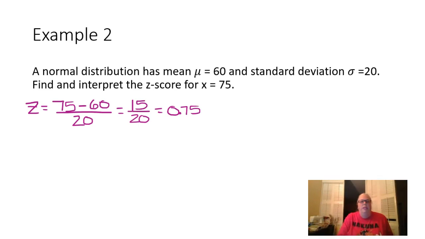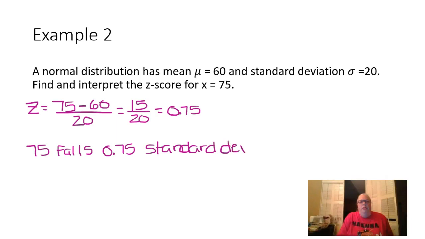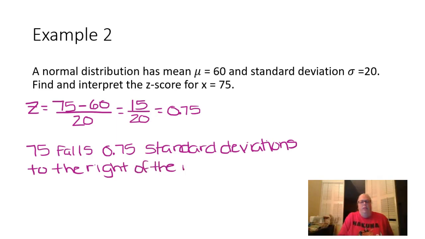And what this tells me is that 75 falls 0.75 standard deviations to the right, because it's positive, of the mean, which in our case is 60.